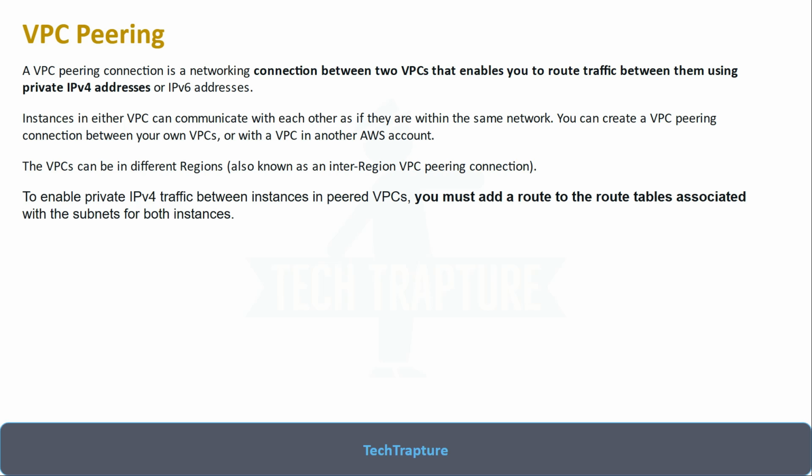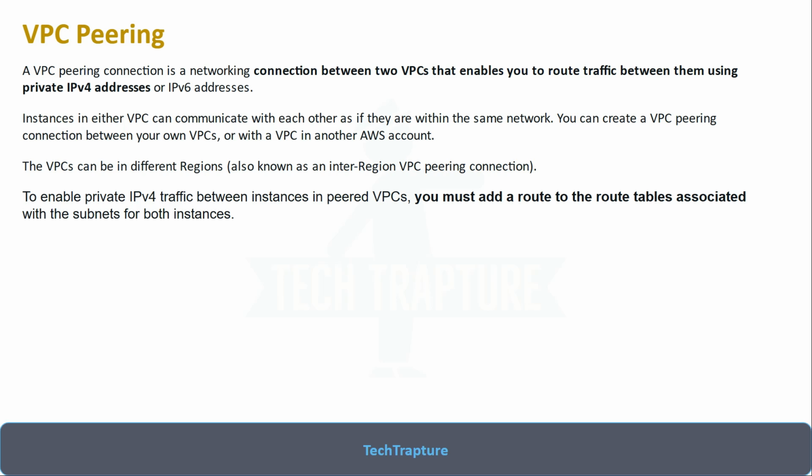For VPC peering we need two VPCs. They can be in the same AWS account, in another AWS account, or even in another region. Always remember it is peering, which means both VPCs can communicate using private IPs. So what is the need? If resources in separate VPCs need to communicate using private IPs, then in that case we need a VPC peering.